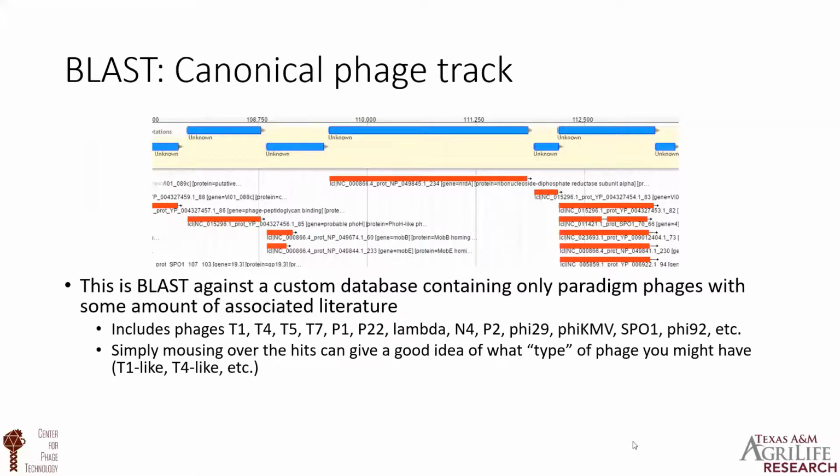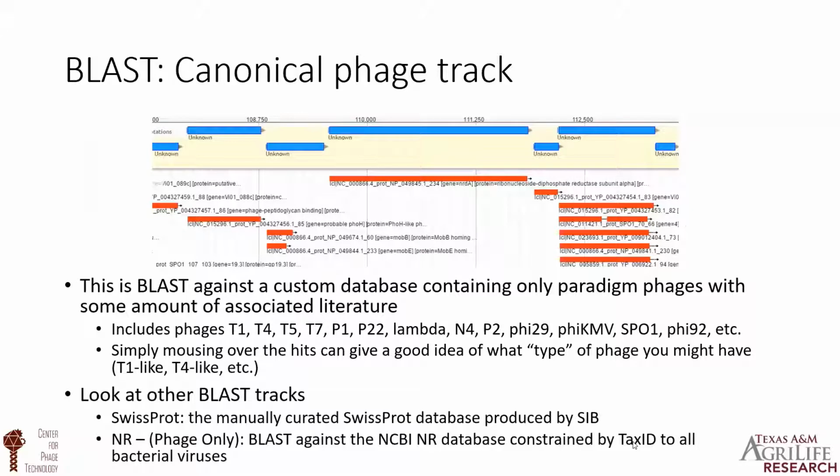For example, if you have a large number of hits against phage T4, this would suggest your phage is similar to T4. SwissProt contains the manually curated SwissProt database, and these protein annotations are generally quite reliable as they have all been manually reviewed by staff at SIB or UniProt.